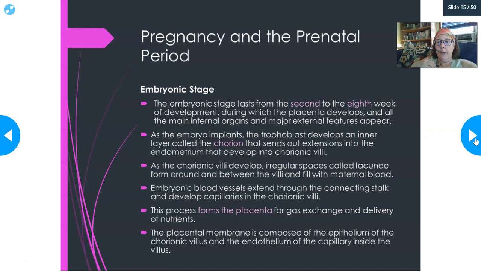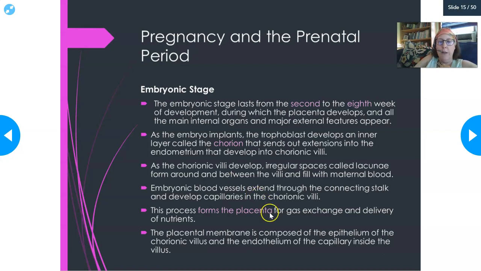So as the embryo implants, the trophoblast will develop an inner layer called a chorion, and they will send out little extensions into the endometrium of the mom, and that will develop into the chorionic villi. And then the chorionic villi develop, and spaces called lacunae form around the villi, and they fill with maternal blood. And so this is the beginning of the placenta and the site of exchange between mom and baby. And it's not really exchange of blood, it's exchange of nutrients across the capillaries.